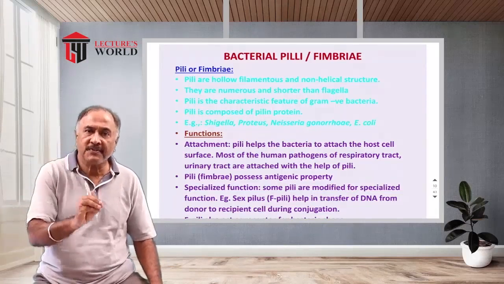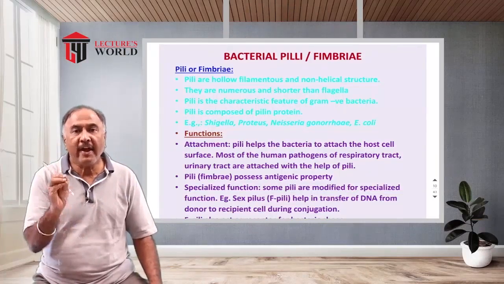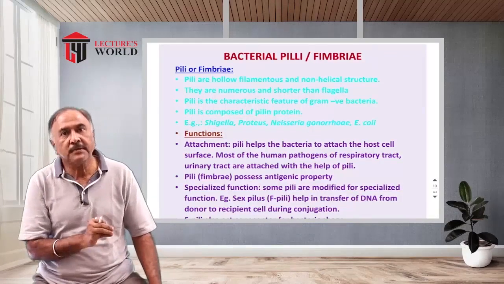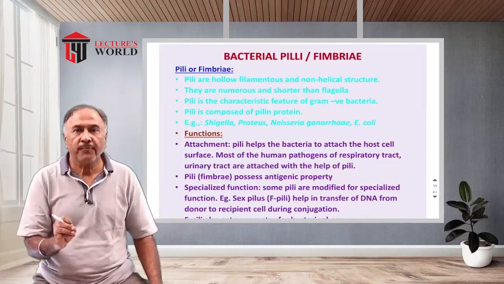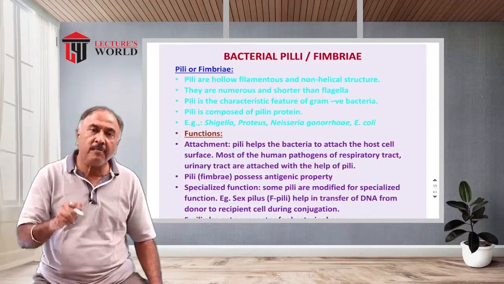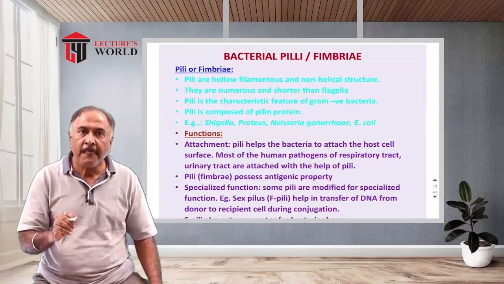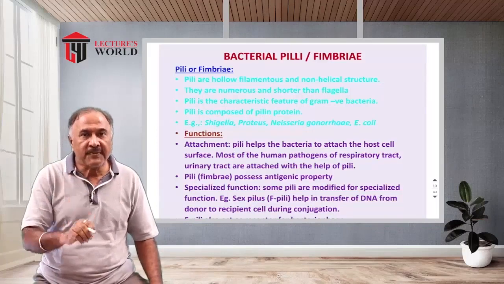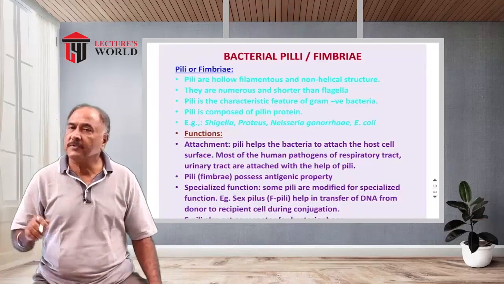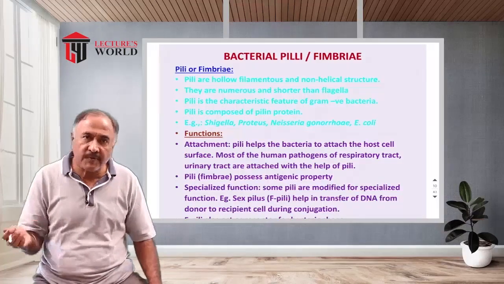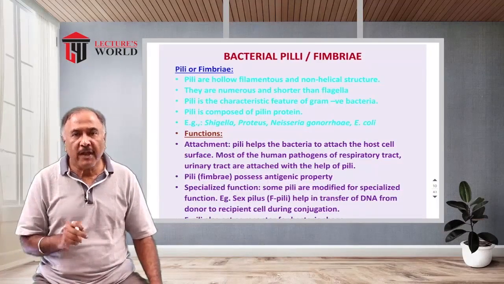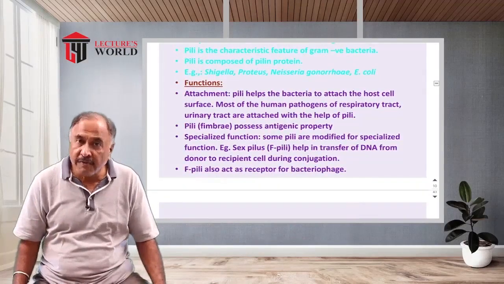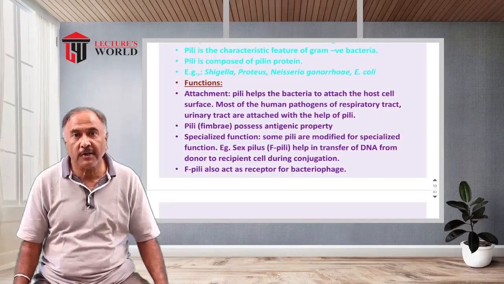Those bacteria which possess pili, these pili are known as F pili because they play an important role in fertility during conjugation. Genetic material will be transferred through this pili or a conjugation tube from F plus cells to F minus cells. F minus means those cells which do not possess pili. Okay, so this function is very important in case of gram-negative organisms.